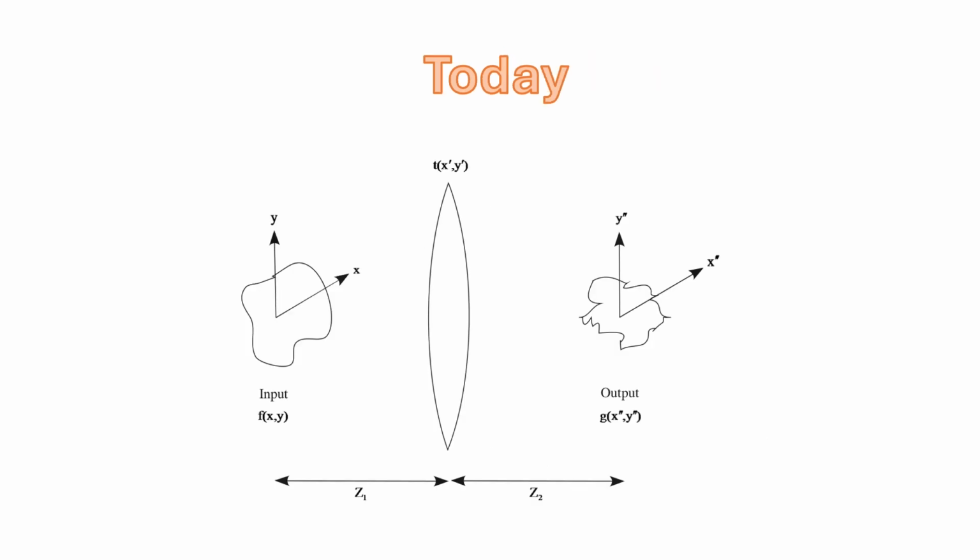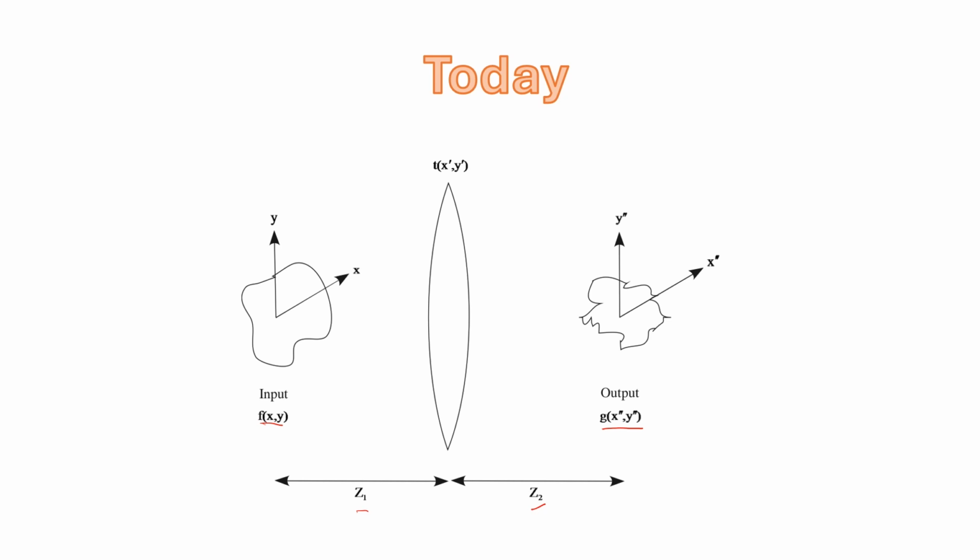Today, we want to talk about lens transformations. So the transformation between an input plane in the xy plane, where we have a distribution f of x,y, to a distribution g of x double prime, y double prime in the output plane. And we'll have a distance z1 between the input plane and the lens, and a distance z2 between the lens and the output plane. And we wish to calculate the field as it propagates from the input plane to the lens and to the output plane.